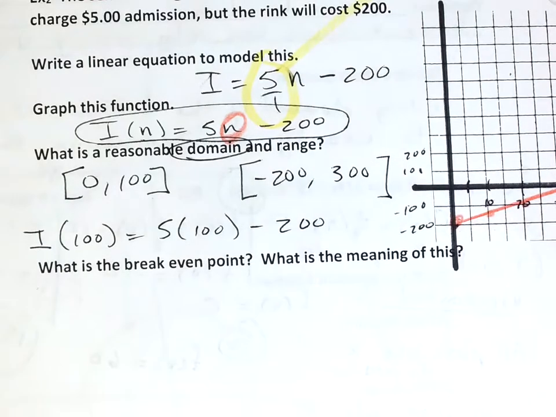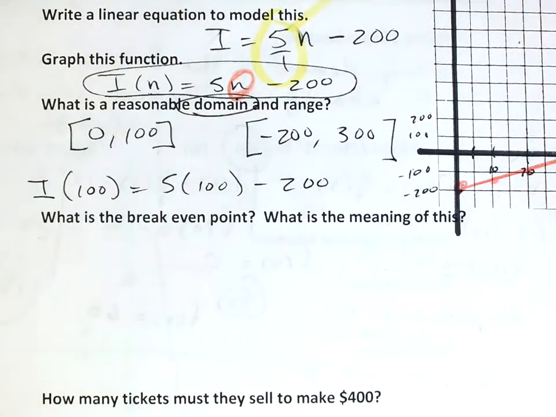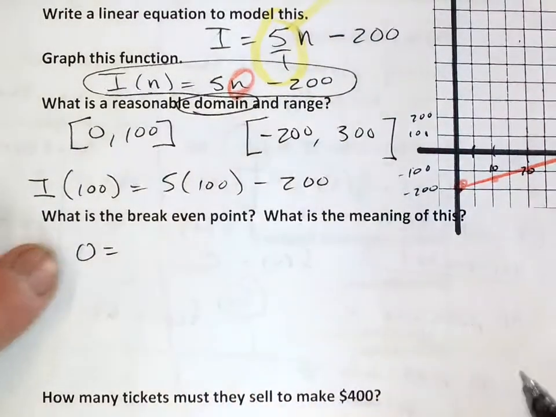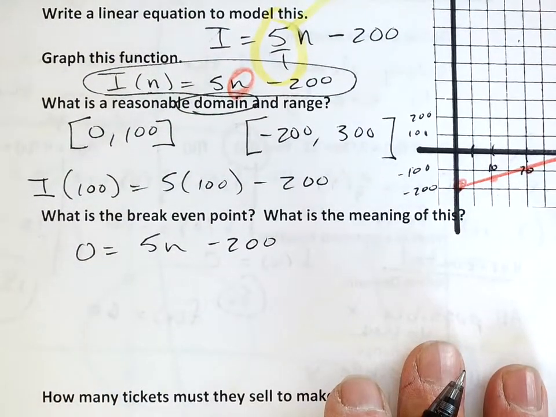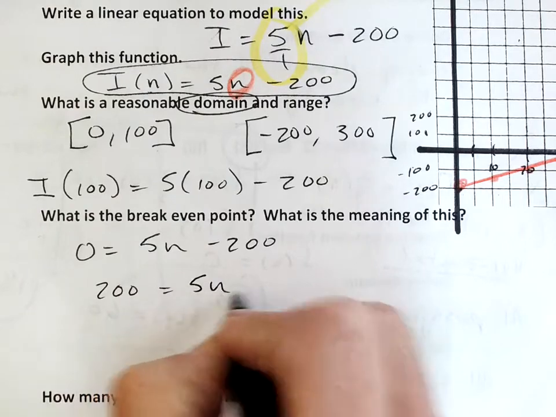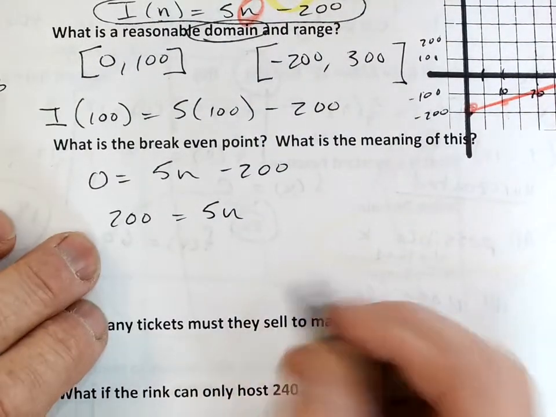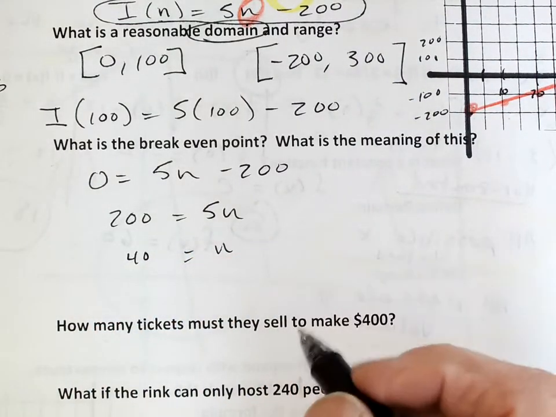So that's my reasonable range as far as money, okay? Now the break-even point. What's the break-even point? Yeah. Minimum they need to make money. Right, so all of a sudden we get just enough people that we don't owe any money, but we haven't made any. So that means my income would be 0. You guys agree with that? So I'd have 0 equals 5n minus 200. And let's solve it. Plus 200 plus 200. Divide by 5. What do you get, 40? So we have to get at least 40 seniors to break even, okay?